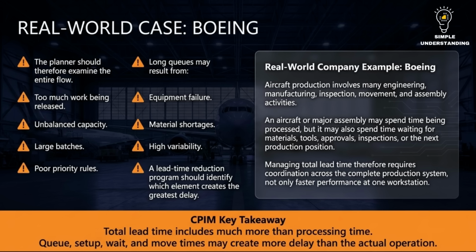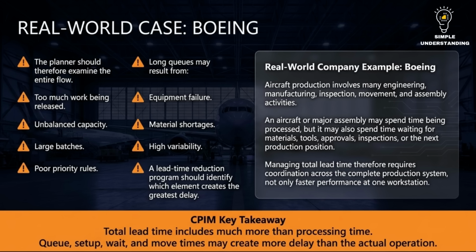Long queues may result from too much work being released, unbalanced capacity, large batches, poor priority rules, equipment failure, material shortages, high variability. A lead time reduction program should identify which element creates the greatest delay.